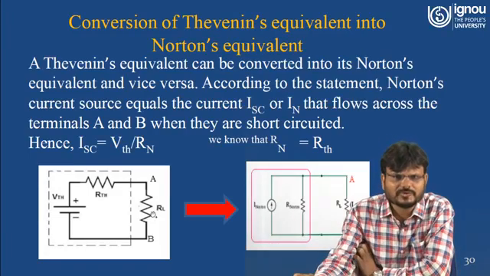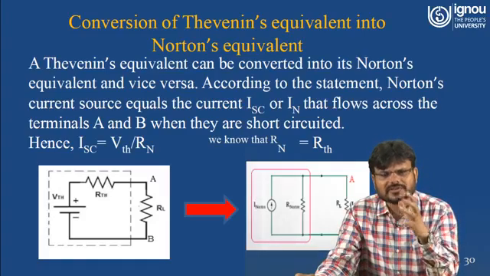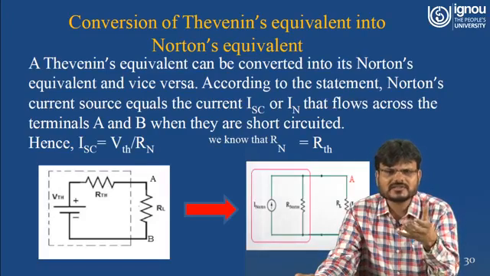Right. So now you have to convert this Thevenin equivalent into the Norton equivalent. That means you have to calculate the Norton current. How can you calculate this Norton current IN? IN is equal to what? VTH divided by RTH, or you can say RN, because Thevenin resistance and Norton resistance are the same.